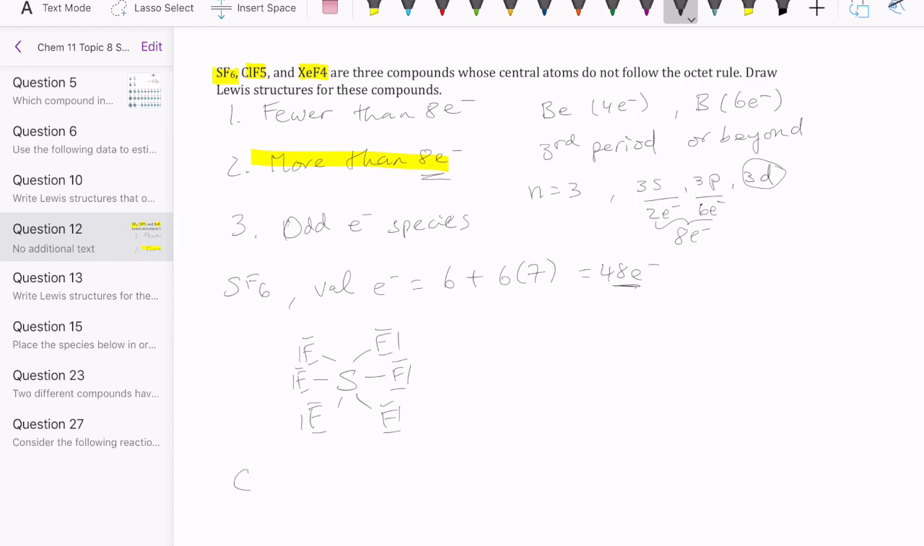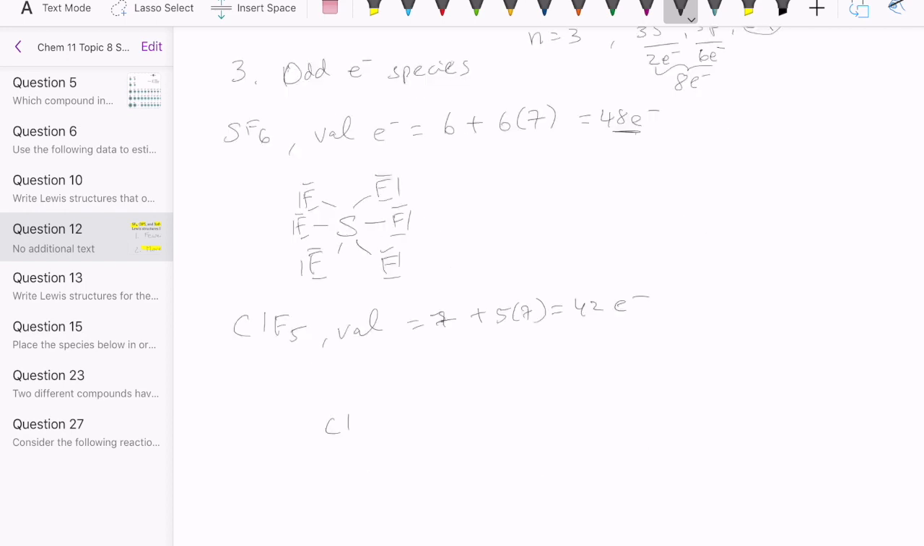Let's take a look at the second one, ClF5. Calculating valence electrons gives us 7 plus 5 times 7, so a total of 42 electrons. Cl is less electronegative, so it'll be in the middle, and we can draw our skeletal structure like this. Again, the chlorine atom immediately violates the octet rule with 10 electrons, but chlorine is in period 3, so it could violate the octet rule since it has that empty 3d orbital.